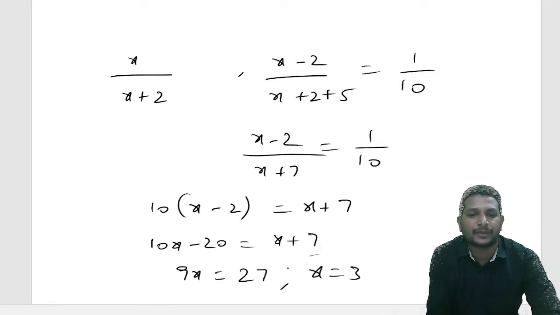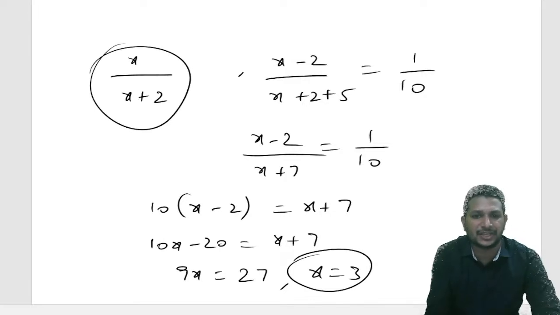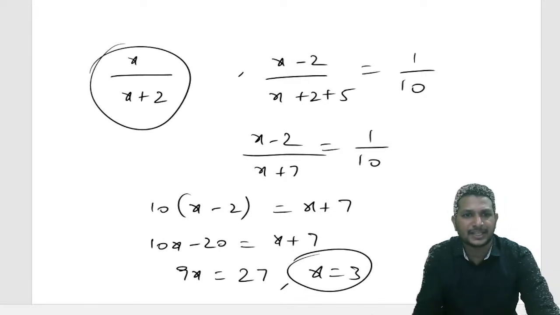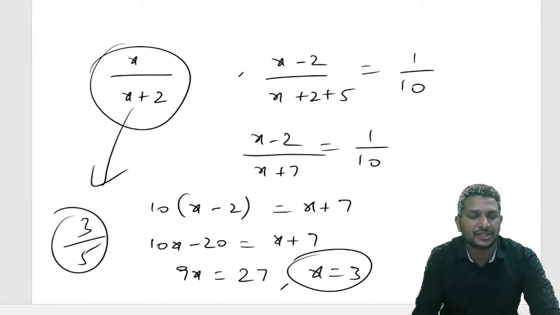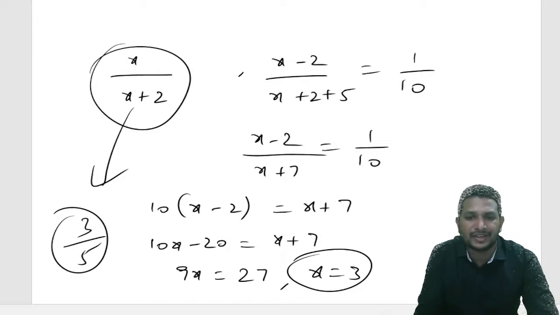x is 3. So the fraction will be what? If I substitute x in x by x plus 2, it is 3 by 3 plus 2. So the answer is 3 by 5. Okay. So the fraction is 3 by 5. That's nothing but option 4. So the answer for this question is option 4.